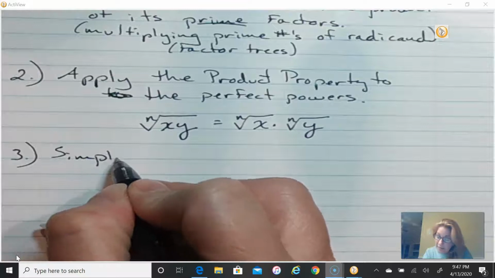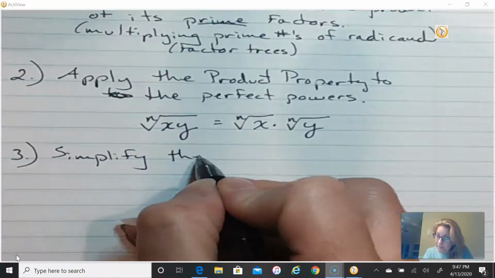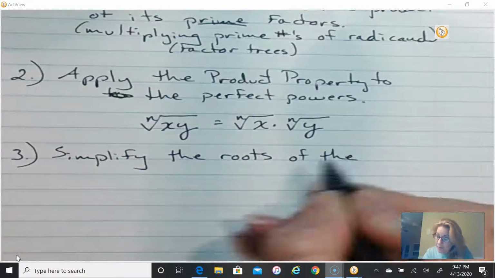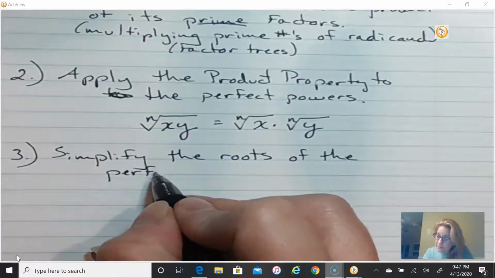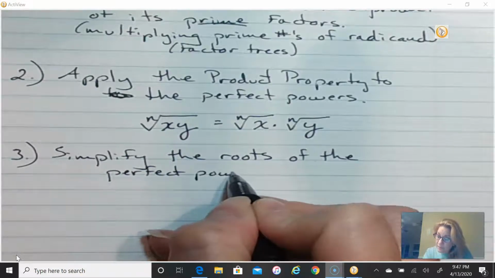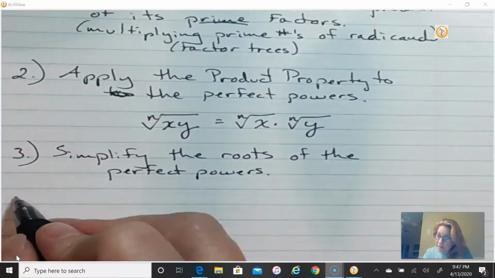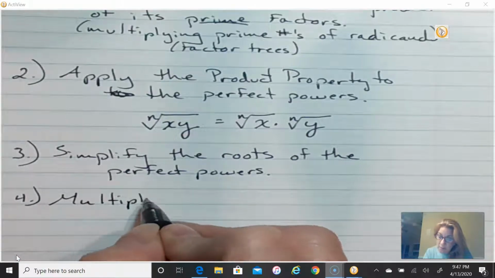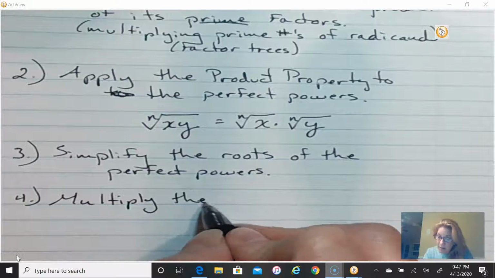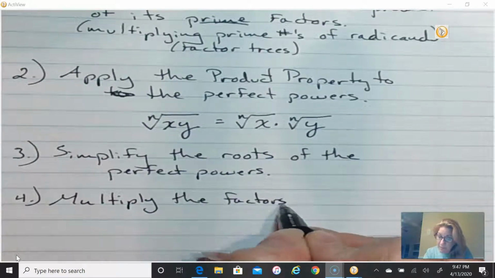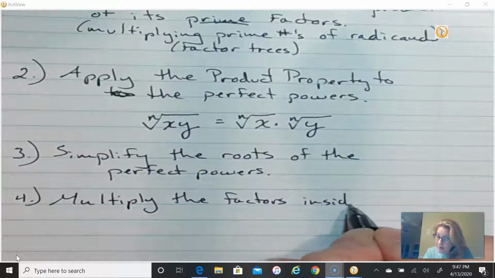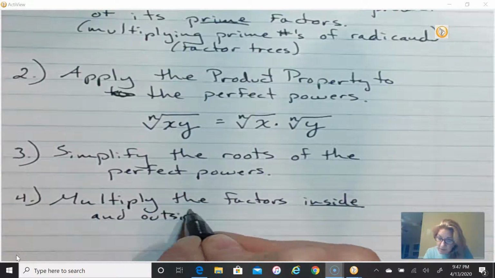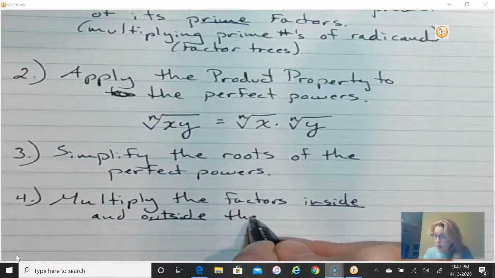Step 3, simplify the roots of the perfect powers. And then step 4, multiply the factors inside and outside the radical.